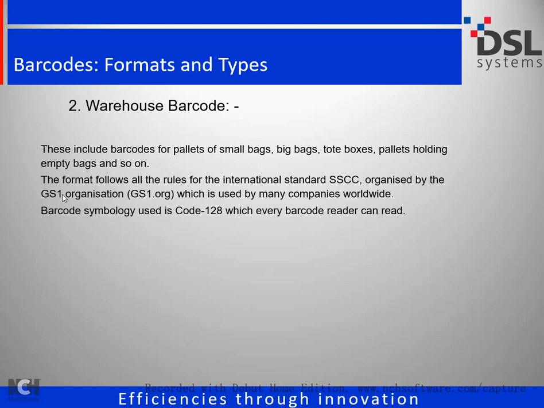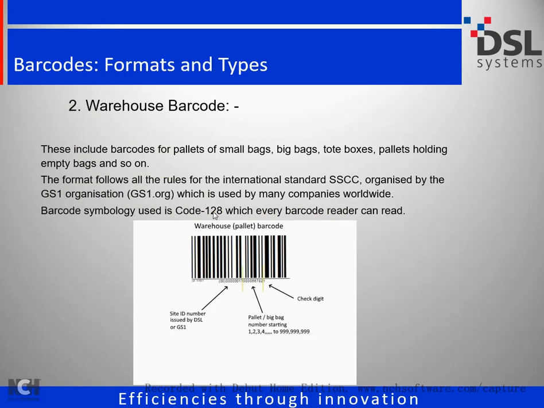So the symbology used is called code 128, and pretty well every barcode reader can read this barcode. So here is an example of one, and it consists of 3 parts. First of all, a site ID number. If you're a member of GS1, they'll give you a number, but if not, we'll issue you a site number to go in here.